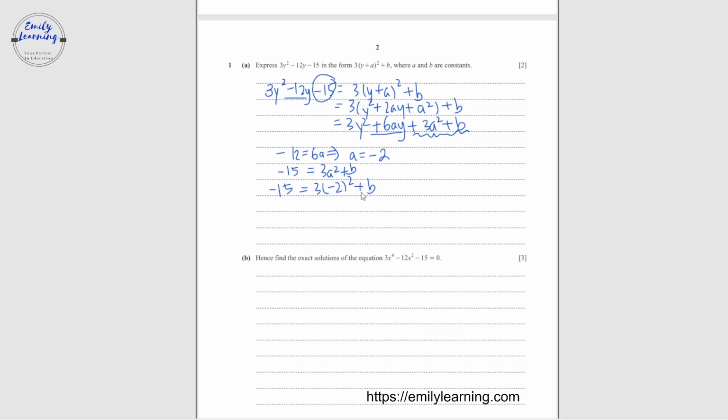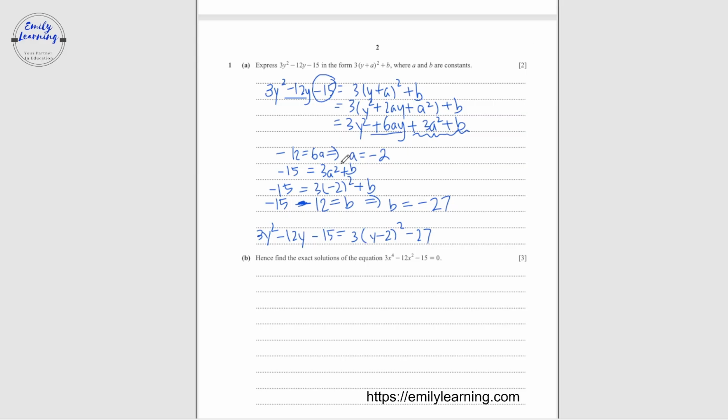From here, we can find what b is. So b is essentially minus 15 minus 12, because this is 12, then you bring it over as minus 12. So therefore, b is negative 27. Rewriting this, 3y squared minus 12y minus 15 is equal to 3 bracket y minus 2 squared minus 27. This is the answer, the complete the square form.